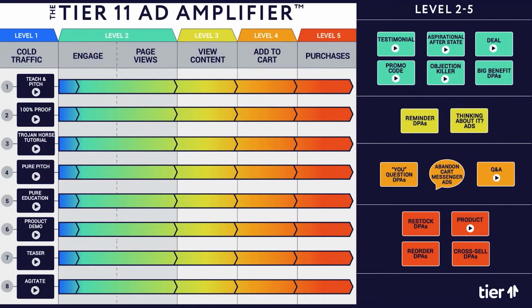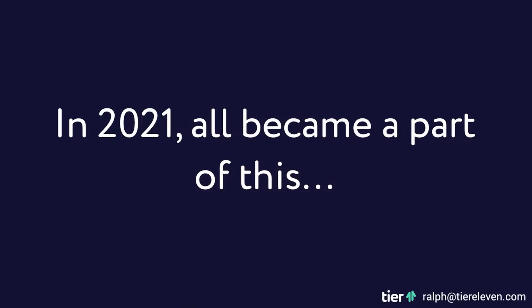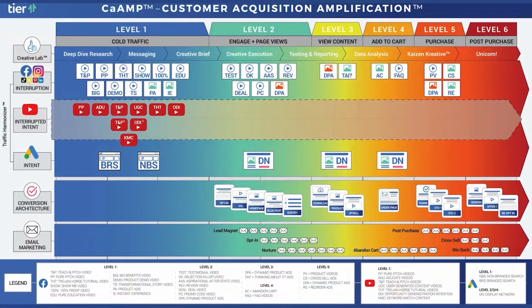So the ad amplifier is another way in which we manage campaigns, because in order for us to manage $100 million a year in spend, we need some kind of system. So these systems work really well. Don't concern yourself with that right now, because in 2021, all of these became part of something much greater than just media buying. I'm not just talking about adding Facebook and Google. I'm talking about adding all the different components to acquire new customers from cold traffic and to grow and scale your business. And this became what we now refer to as customer acquisition amplification, CAMP as it's known.